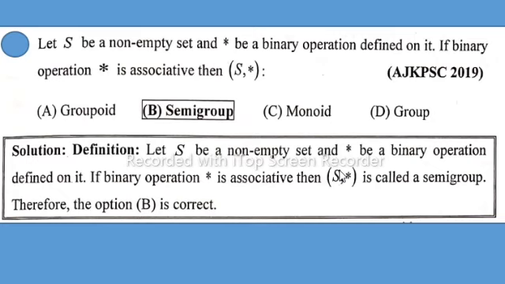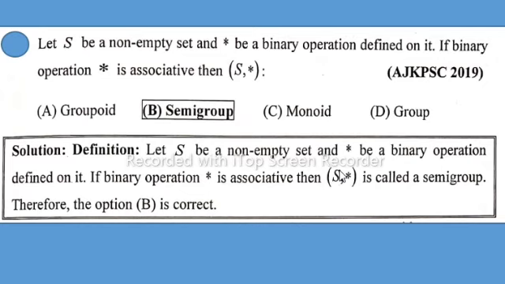In this lecture, I will solve past paper AJK PSC 2019 MCQs, that is, let S be a non-empty set and star be the binary operation defined on it. If binary operation star is associative, then (S, star) is a semigroup.